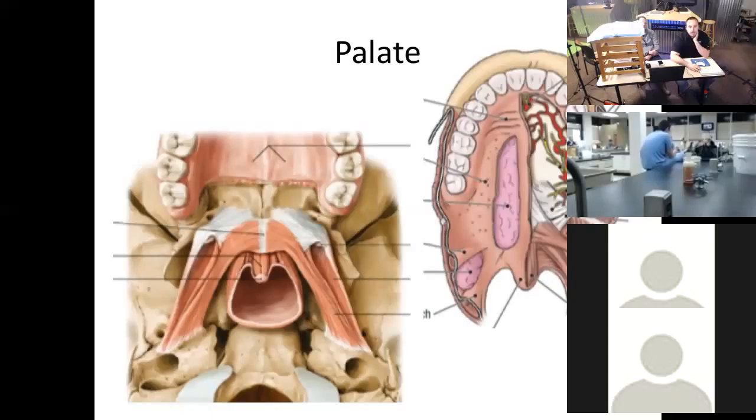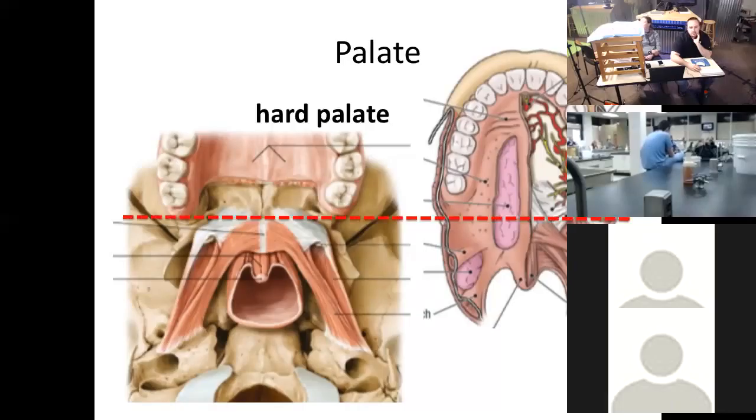Next, we'll talk about the palate. And so the palate is the roof of the mouth. So imagine that both of these pictures are taken inside of your mouth looking up. The palate separates the oral cavity from the nasal cavity above, and it's divided into the hard palate in front of the red line here, which is made up of bone, and then the soft palate behind the red line, which is made up of numerous muscles, as you can see in these pictures.